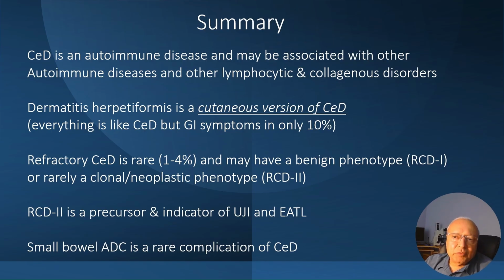Now, RCD type 2 is a precursor and indicator of ulcerative jejunoileitis and enteropathy associated T-cell lymphoma. Small bowel adenocarcinoma is quite rare, but it's a complication described in celiac disease. Hopefully, this is a good summary of all the associated conditions that you may see with celiac and also some of the long-term complications. Hope this is helpful.